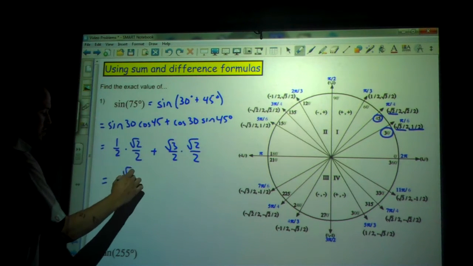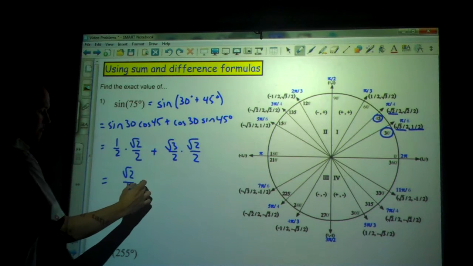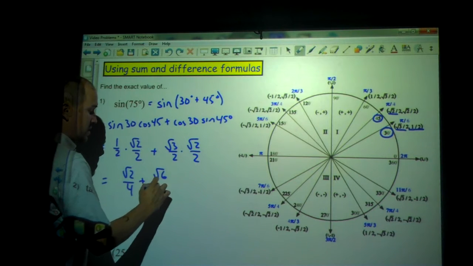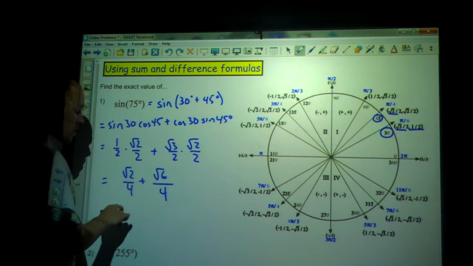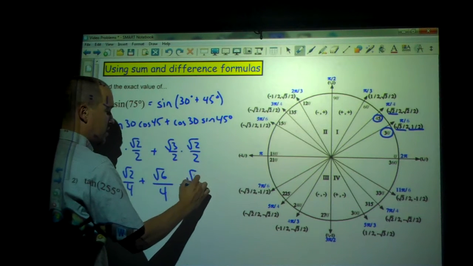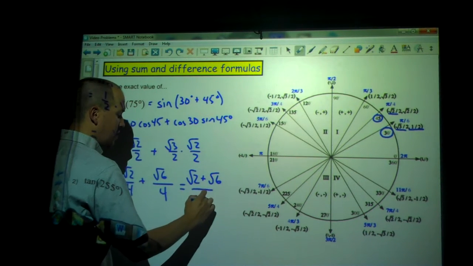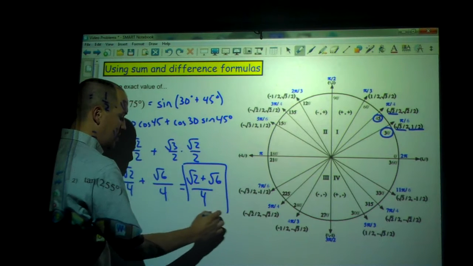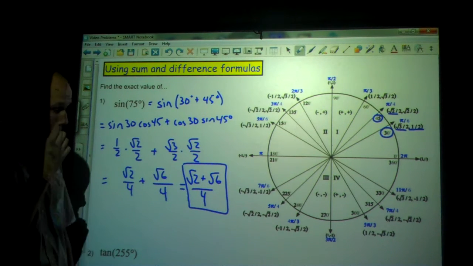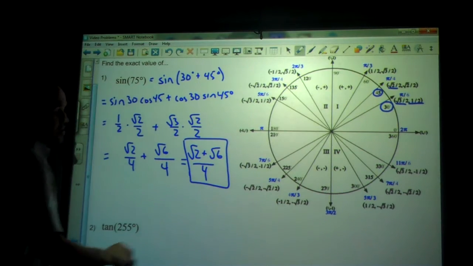1 times root 2, 2 times 2 is 4. Root 3 times root 2 is root 6. And then 2 times 2 is 4. And we already have common denominators. So I'm just going to combine this into one fraction. And that is the exact value of sine of 75 degrees. Okay. Let's do one for tangent.